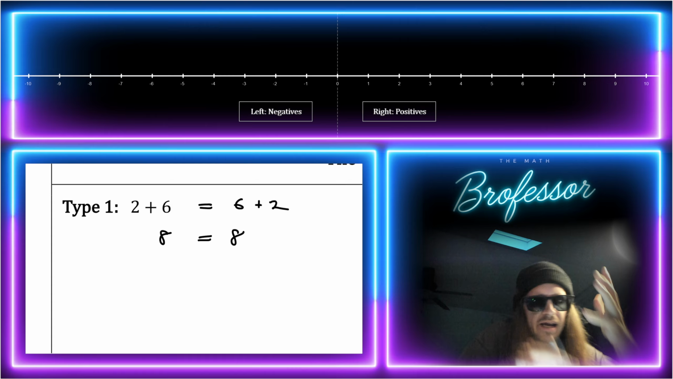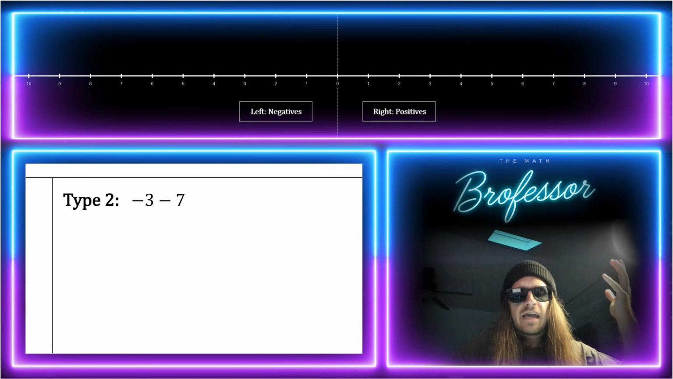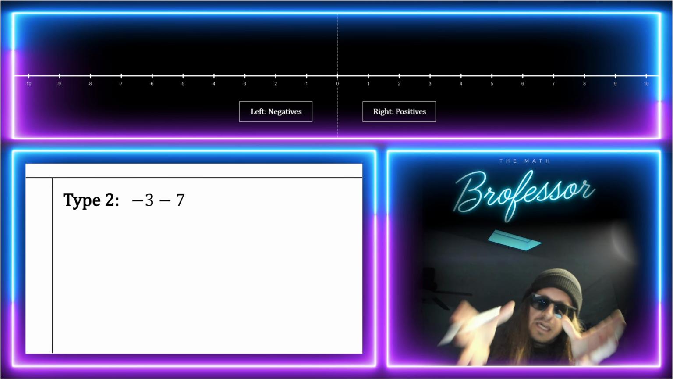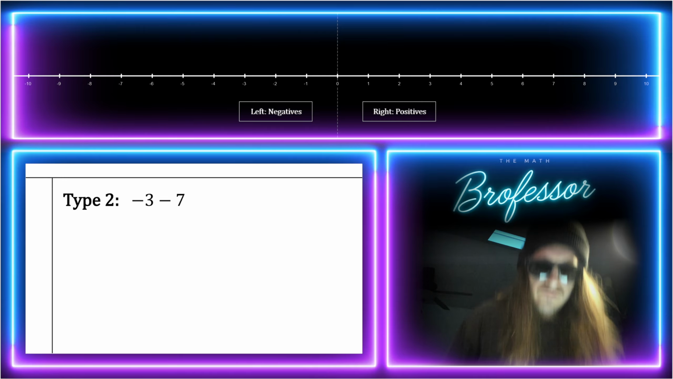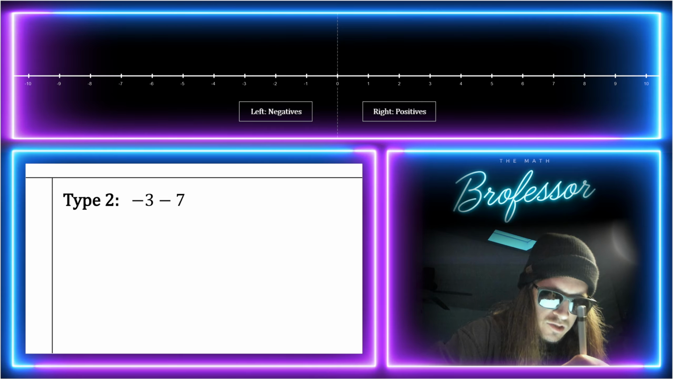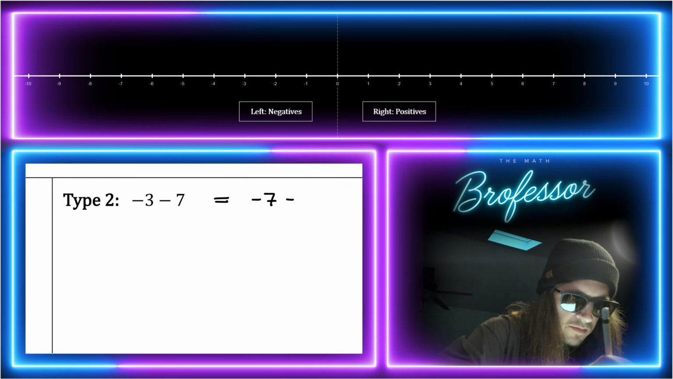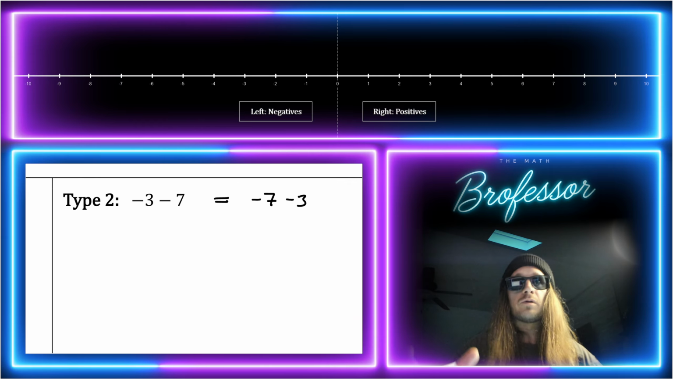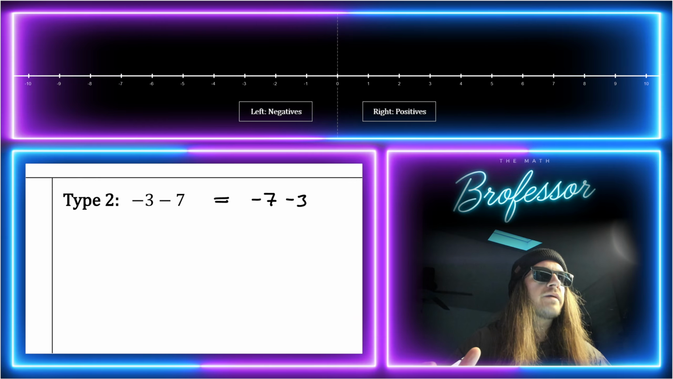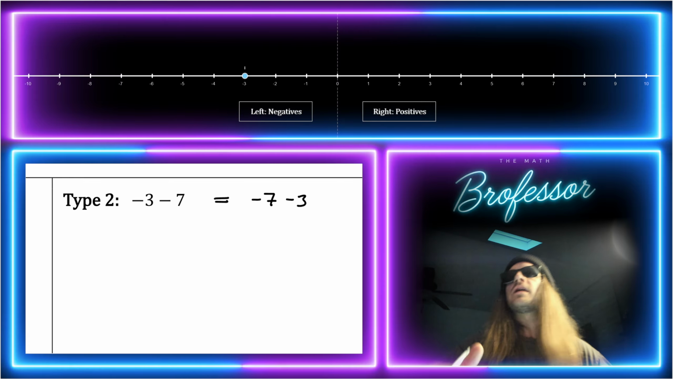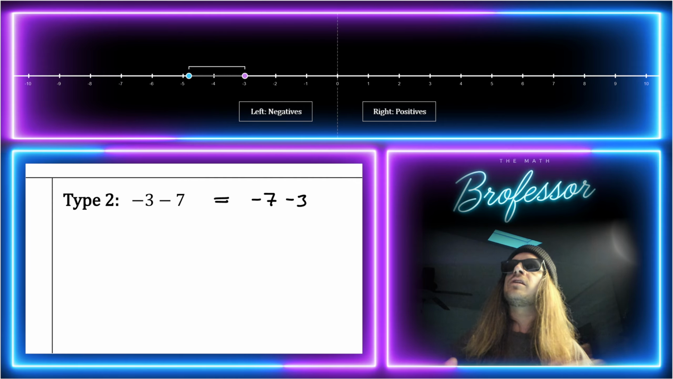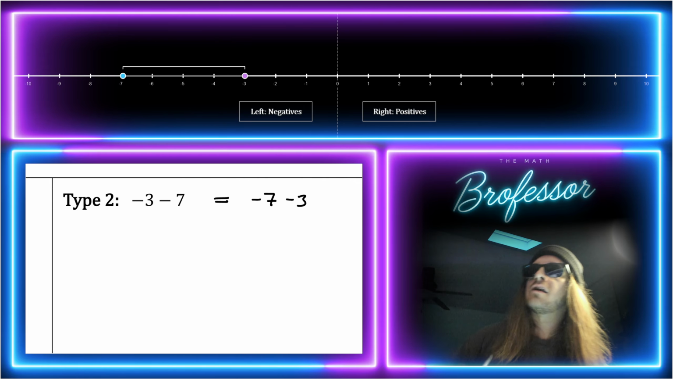But you can still do this if there's negatives involved. You just have to keep whatever number is negative, right? Well, here they're both negative. So negative 3 minus 7 is going to be the same thing as negative 7 minus 3. You can flip those around. They're both negative. Flip them. Let's see what happens here. If we start at negative 3 and we move 7 units left, where's that going to land us? Where will we end?